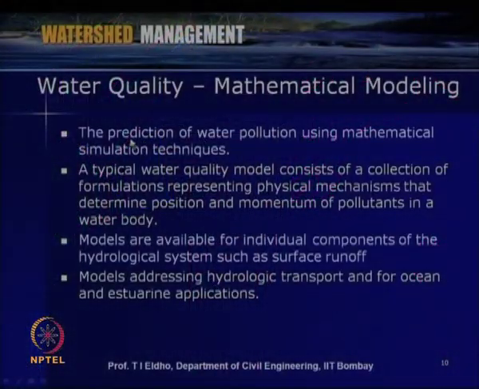Otherwise, if you want to look in a holistic way at water quality with respect to measurements at various locations, that is a quite cumbersome and very expensive process. So that is why we look to mathematical modeling. Mathematical modeling of water quality gives predictions of water pollution using mathematical simulation techniques. A typical water quality model consists of a collection of formulations representing physical mechanisms that determine the position and momentum of pollutants within the water body.